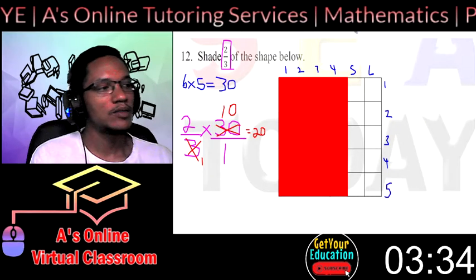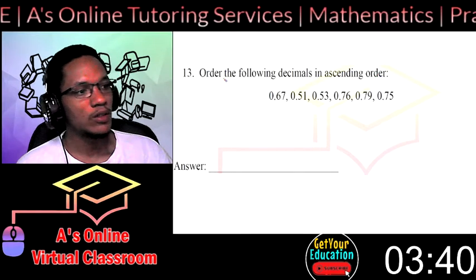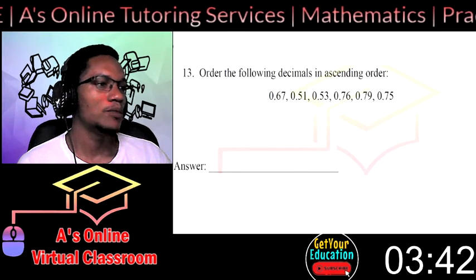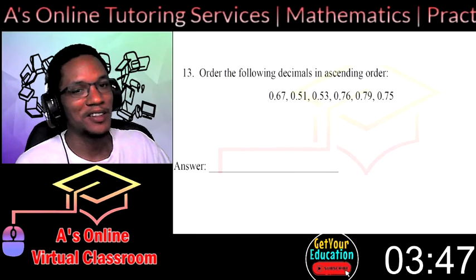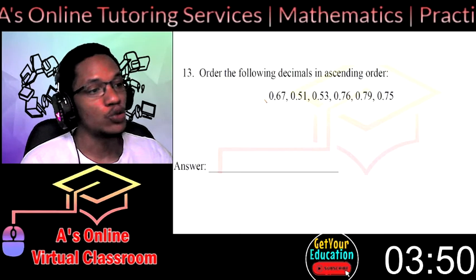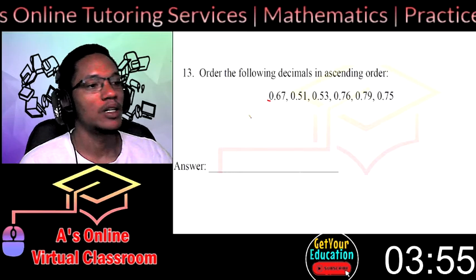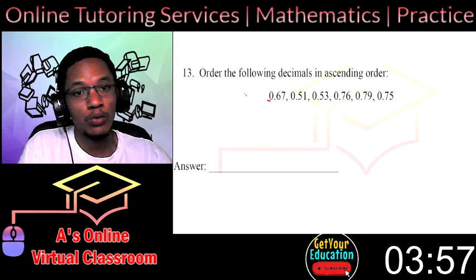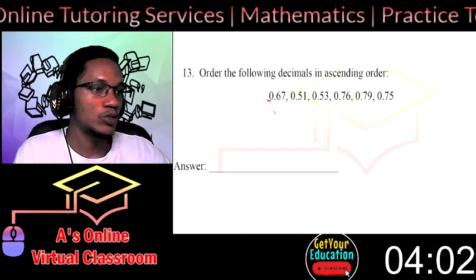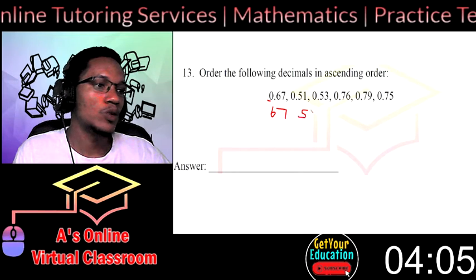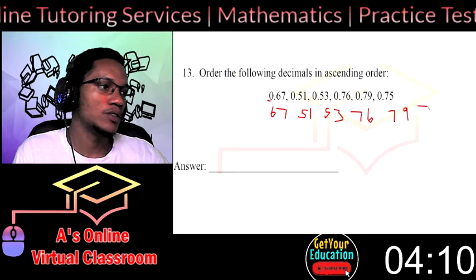Alright, and that's it. Next, order the following decimals in ascending order. So decimals can be ordered if you just look at the decimal itself. All of these start with 0. So one way you can do it is write the numbers without the point, or ignore the point, however you want to choose to do it. So this is 67, 51, 53, 76, 79, and 75.